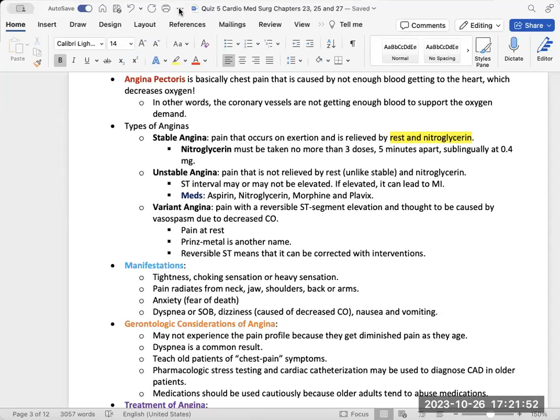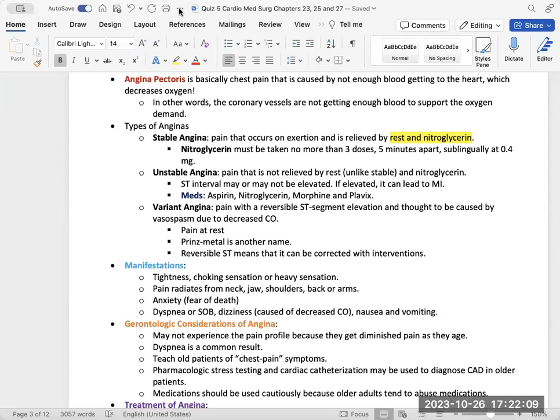The next thing is unstable angina. As I said, if the nitroglycerin does not relieve that chest pain after that second dose, we're taking them to the hospital. Unstable angina is a little different. So basically, unstable angina is not relieved by anything.